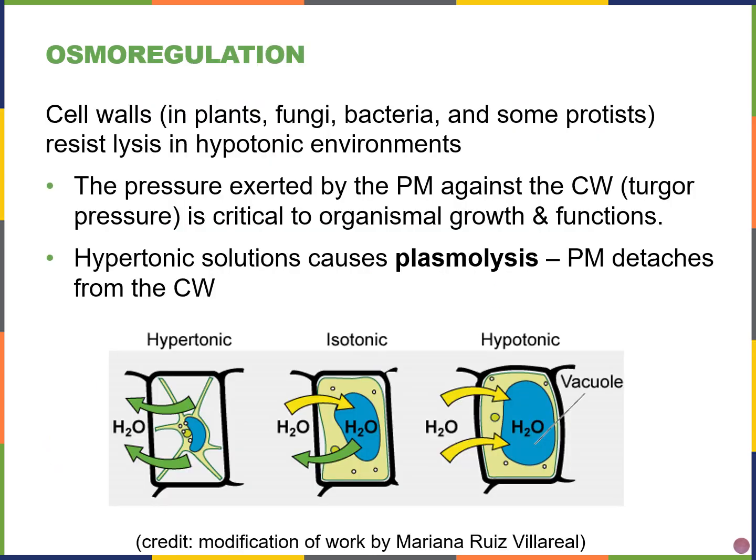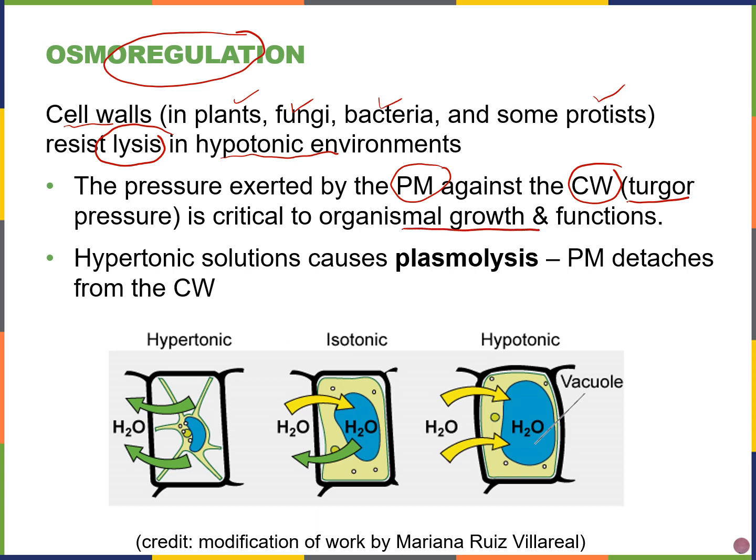Some living organisms have ways of controlling the effects of osmosis. They can actually counteract water moving into the cell, and we call this osmoregulation. It's really interesting because cell walls in some of these organisms, like plants, fungi, bacteria, and in some protists, like algae, can resist lysis, the bursting, in hypotonic environments because the wall can push back. That cell wall can push back against the water coming in. So that pressure exerted by the plasma membrane against the cell wall is called turgor pressure, and it's critical to some of the functions of these organisms.